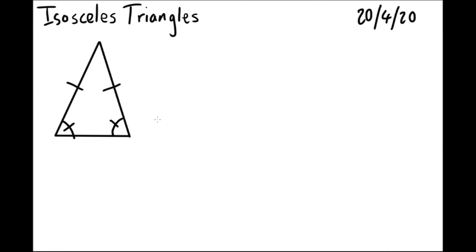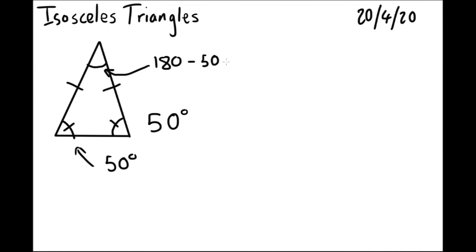So say, for example, in this triangle the angle here is 50 degrees, then this angle here must also be 50 degrees. So if those two are 50 degrees, we can then work out what this angle is here. We do 180 minus 50 minus 50, and that gives us 80 degrees.